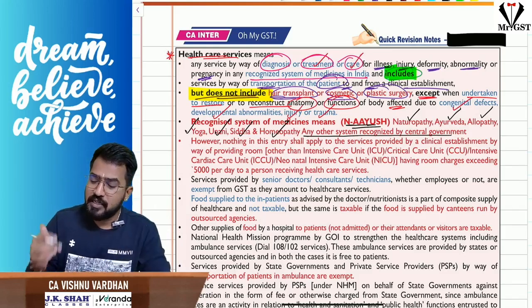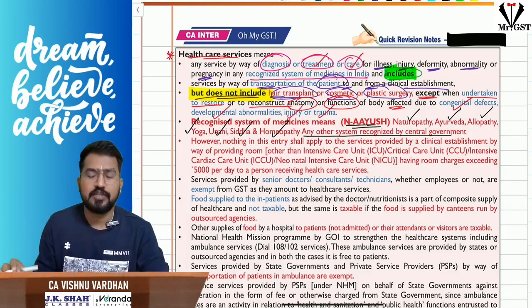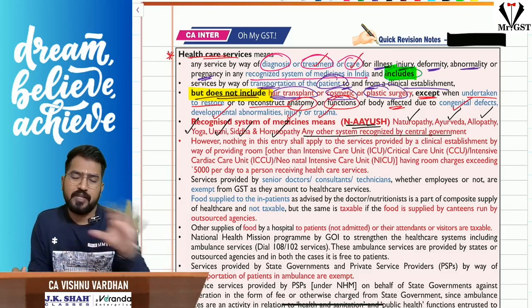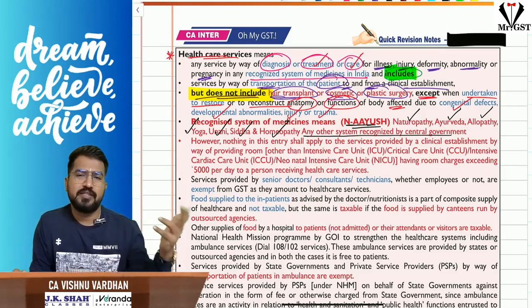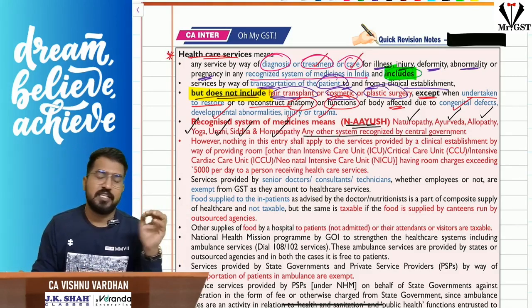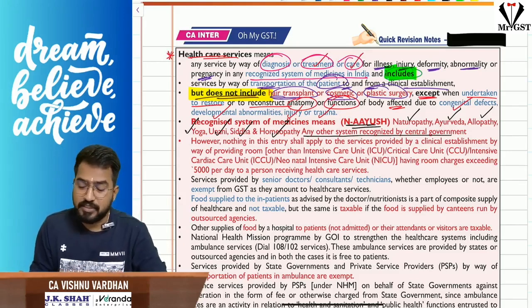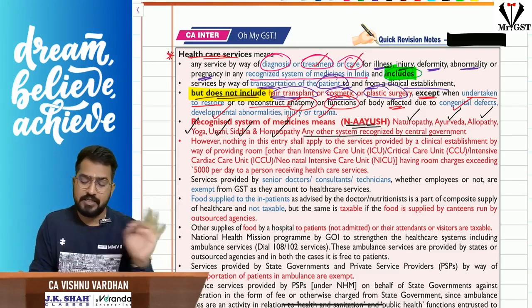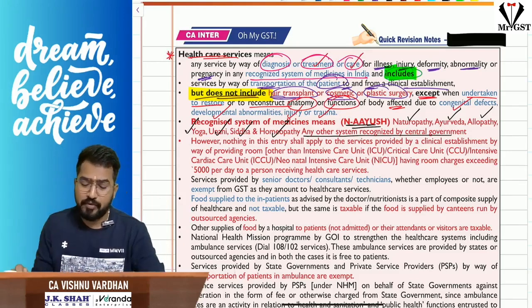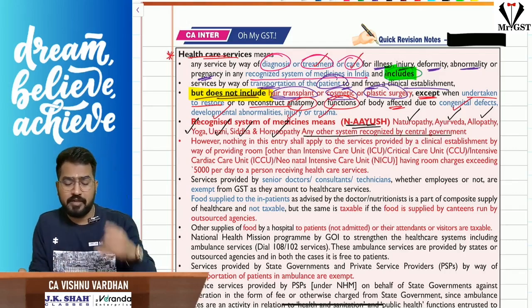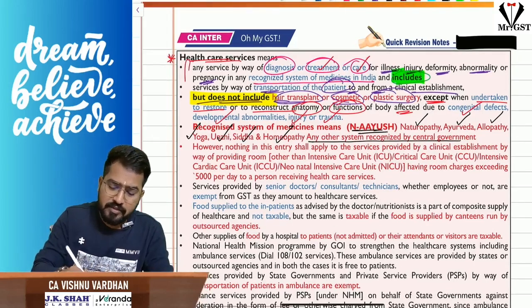That means, understand, it is purely to reconstruct or restore the anatomy of the body because of any injury, illness, developmental abnormalities or congenital defects. Then it is exempt under GST. In any other case, it is taxable, even though it is provided under a recognized system of medicine. Am I clear? Okay, sir. Healthcare services we have understood here.